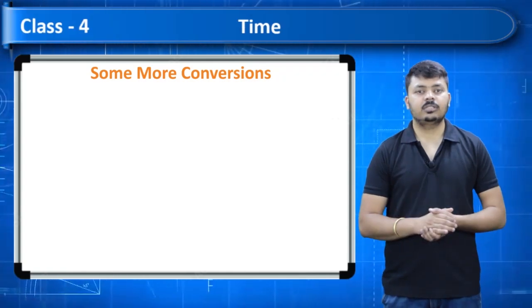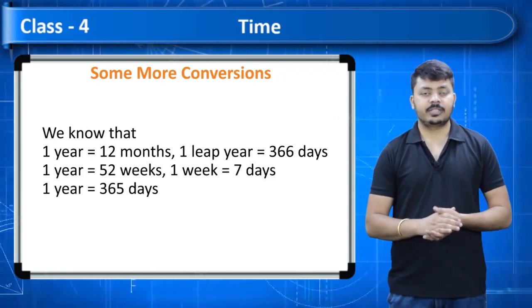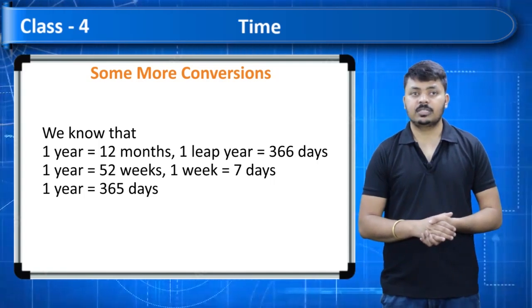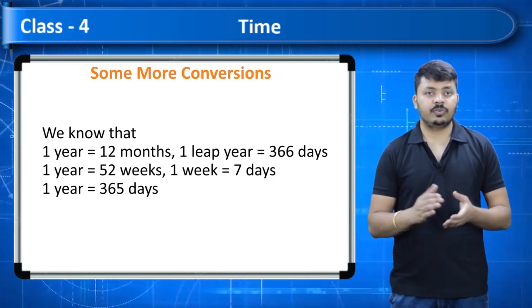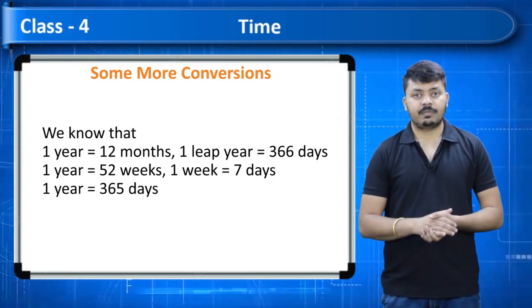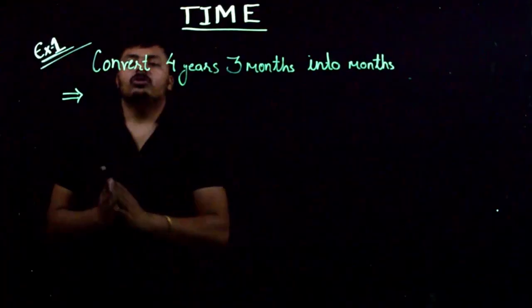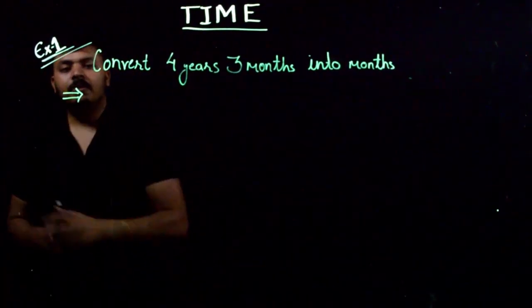Some more conversions. We know that 1 year is equal to 12 months, 1 leap year is equal to 366 days, 1 year is equal to 52 weeks, 1 week is equal to 7 days, 1 year is equal to 365 days. So students, let's look at example number 1.